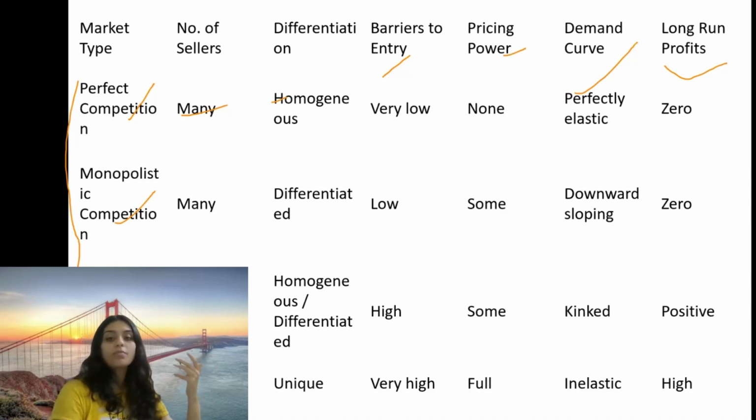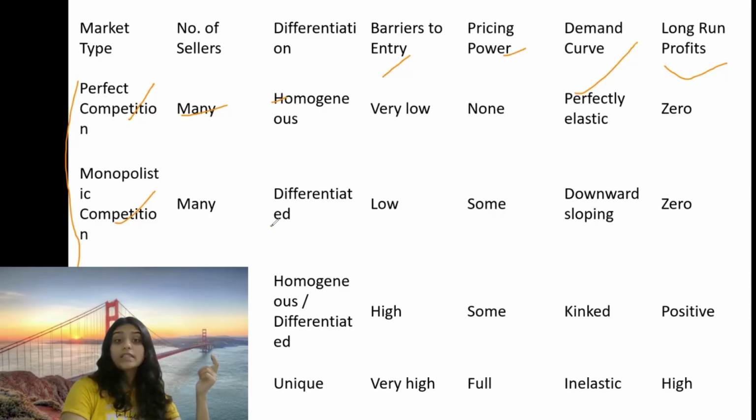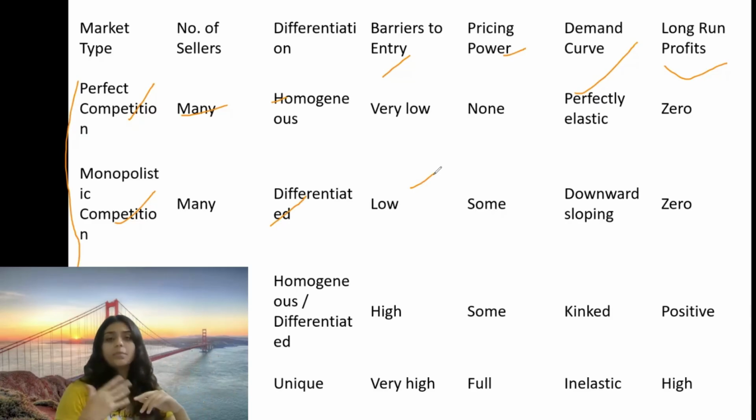Next is monopolistic competition. Now in monopolistic competition also there are many sellers, but there is differentiation. The products are differentiated, and barriers to entry are lower, not as low as perfect competition we can say, but they are low. Pricing power is some, because of the strategies that they use.